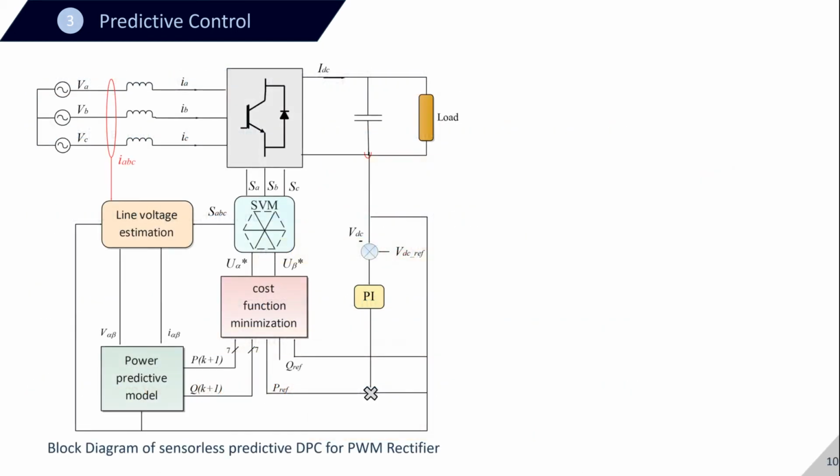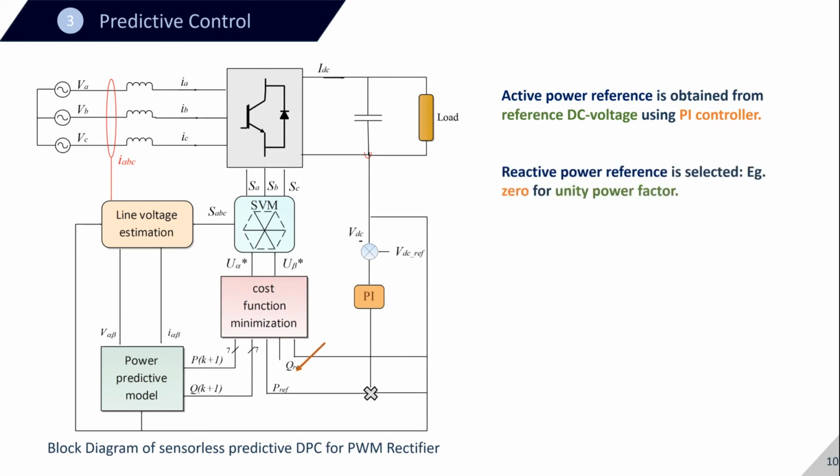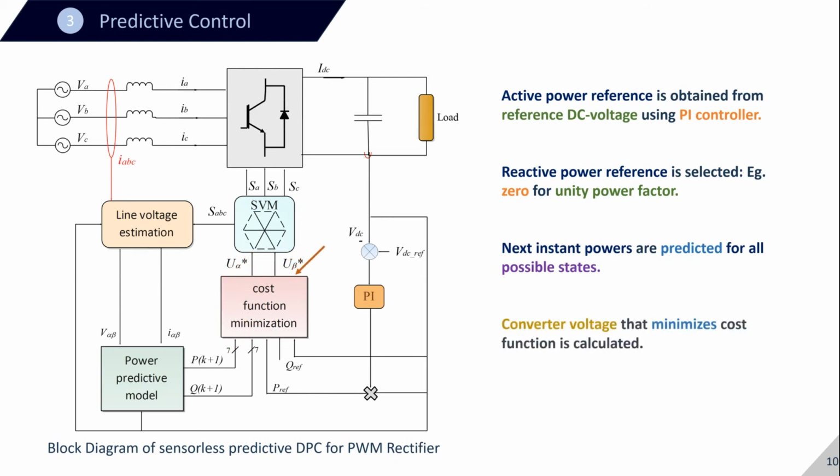So this block diagram shows the overall control circuit of the PWM rectifier. The reference active power is generated by a PI controller from the reference DC voltage. The reference reactive power is set freely. We set it to 0 when we want to operate at unity power factor. The next instant powers are predicted for all possible switching states, and then the cost function is minimized in order to obtain the reference converter voltage, which is then fed to the space vector modulator in order to generate the switching states.